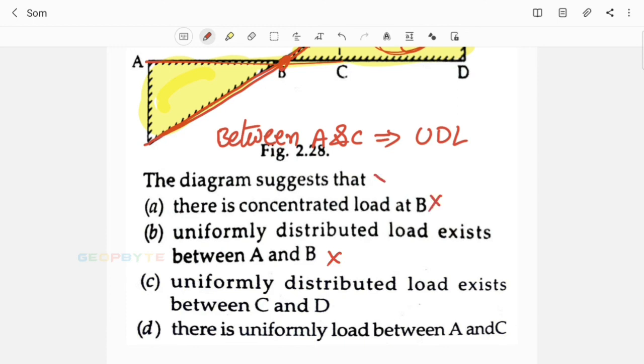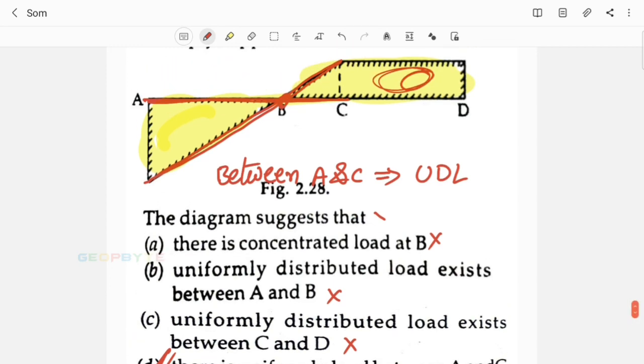Uniformly distributed load exists between C and D. No. There is uniformly distributed load between A and C. Absolutely correct. There might be a UDL between A and C. I hope you clearly understood. Between A and C, definitely there might be uniformly distributed load. Shall we move to the next problem? Yes.